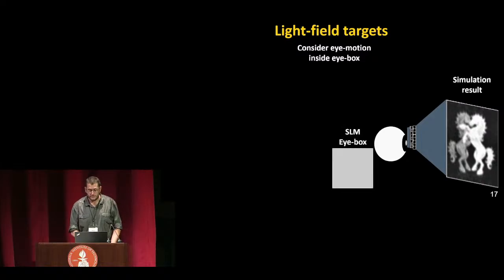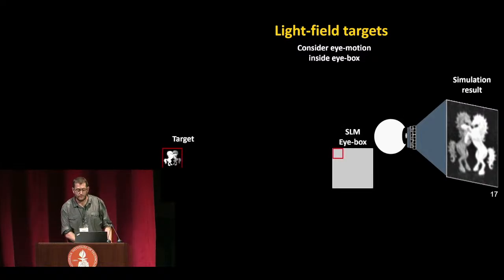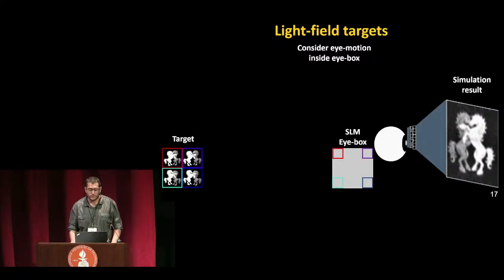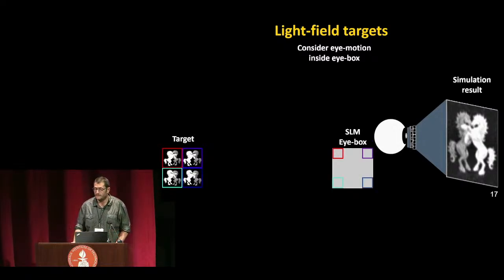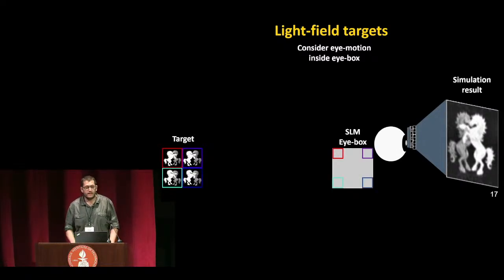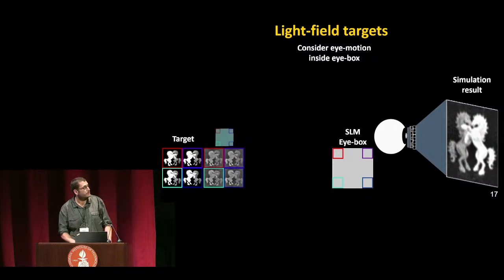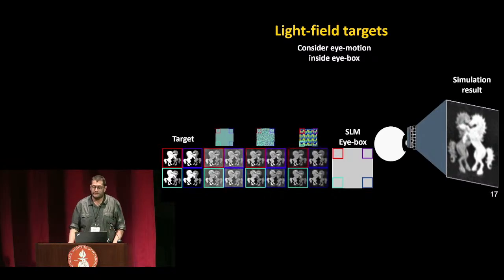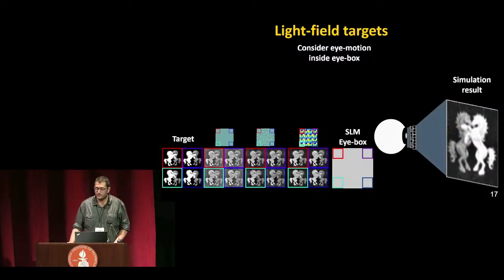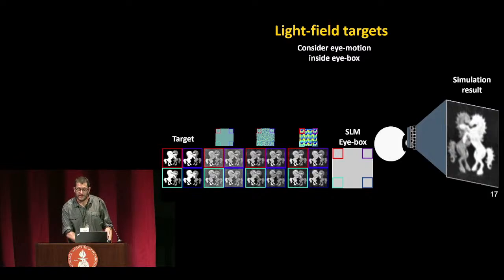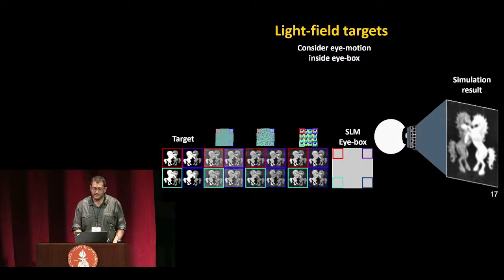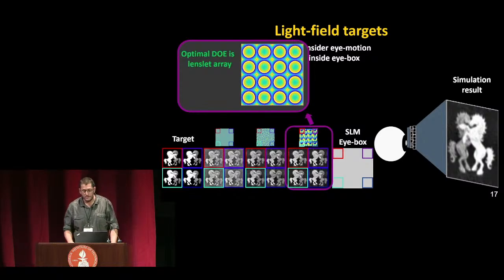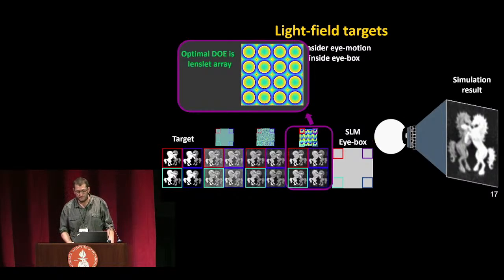Here is the eye box, and we mark with 4 different colors 4 different positions of the pupil, and 4 corresponding light field images we want to see in these positions. Now, as with 2D target images, we simulate DOEs with different patch sizes and see a similar trend where image quality increases with patch size. We showed that there exists an optimal DOE for a light field target image, and perhaps unsurprisingly, the optimal mask is a lenslet array with each lens as big as the pupil.